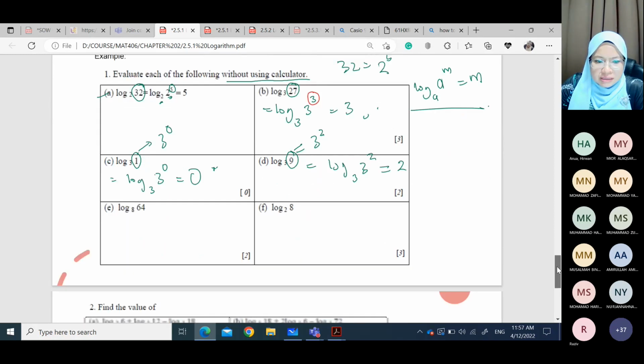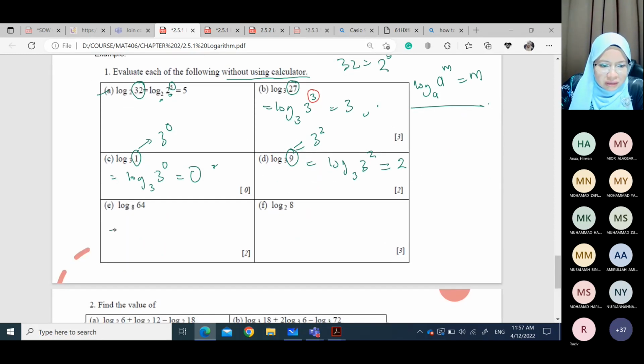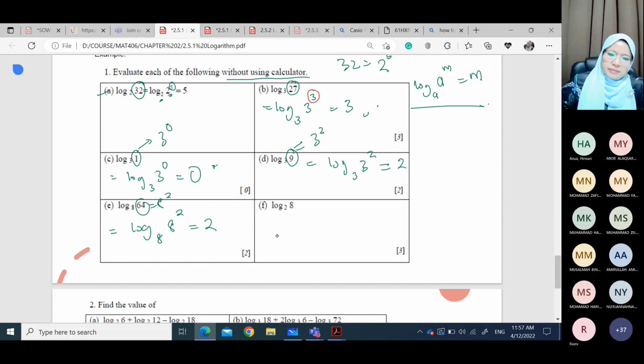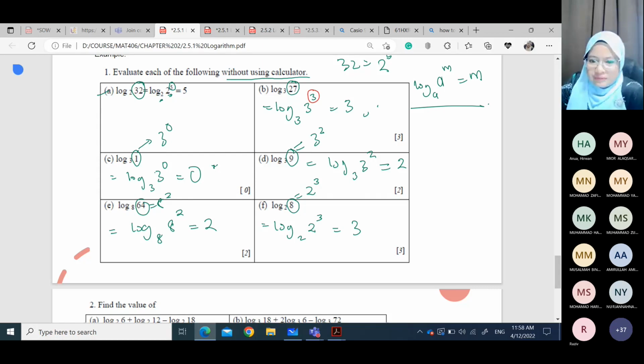Alright, so next log 8 64, it is about 8 to the power of 2. So log 8 to the power of 2. So the answer here is 2. Okay, so next log 2 8. So 8 ni adalah 2 kuasa 3. So 2 kuasa 3. So jawapan dia adalah 3. Alright.